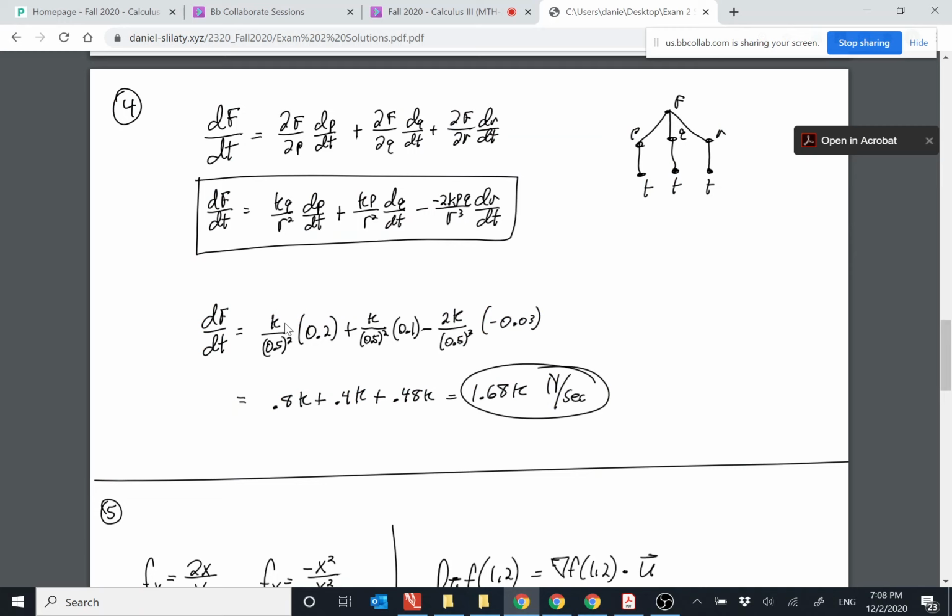Except for the k, right? So p and q are 1, and then r is 0.5. P and q are 1, and then r is 0.5 to the third. This is dp/dt, dq/dt, dp/dt, dq/dt, dr/dt. You just solve all that stuff and get 1.68 k newtons per second, whatever k is. I'm not really interested in that.